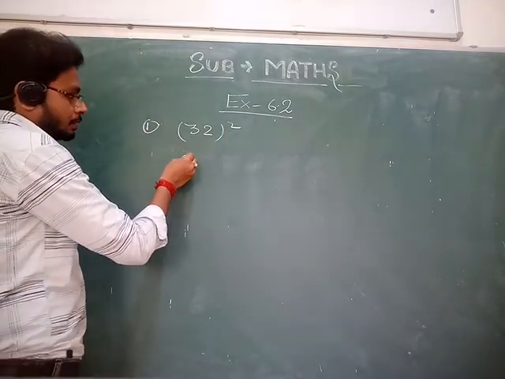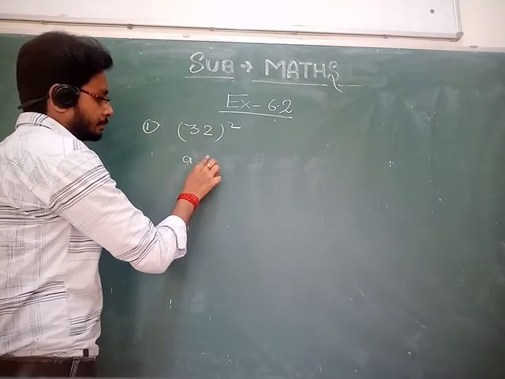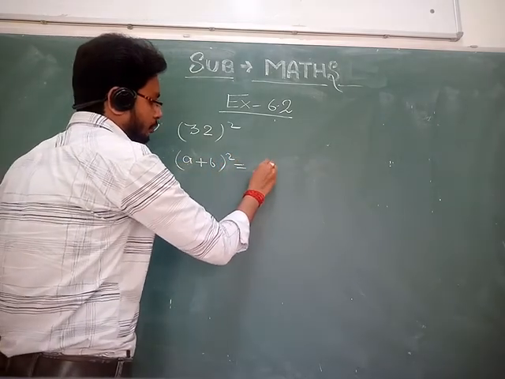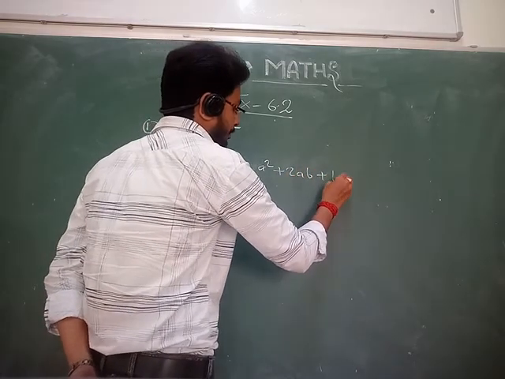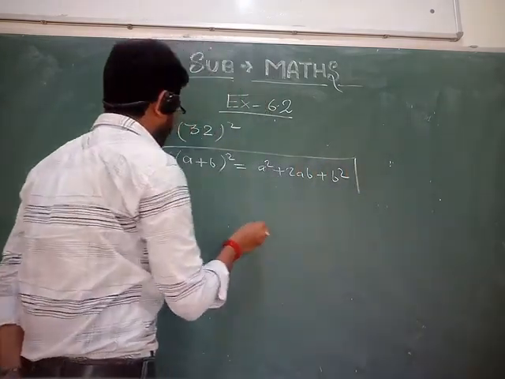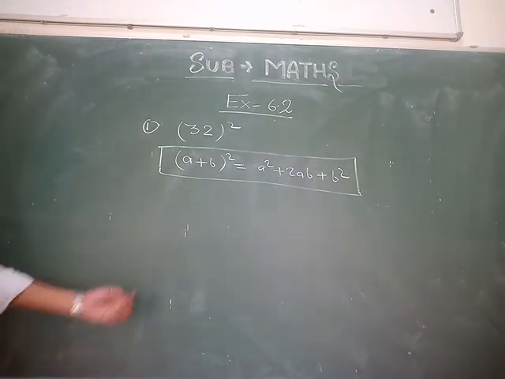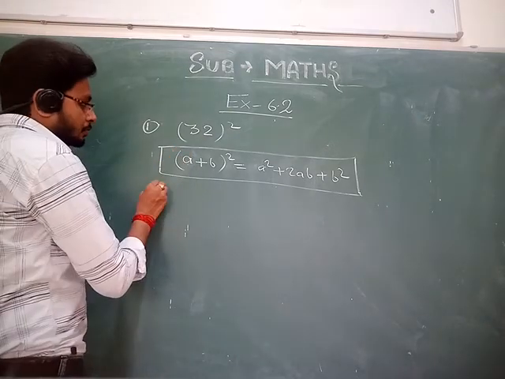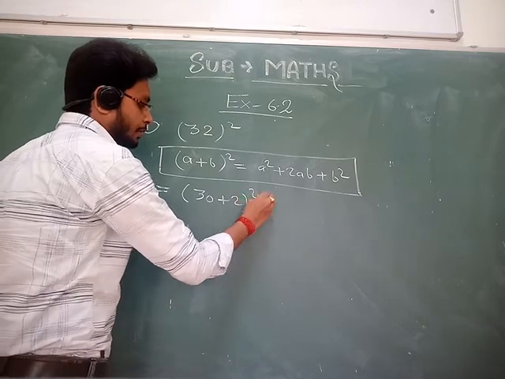So you know the formula of the basic identity: a plus b whole square is equal to a square plus 2ab plus b square. I think you have studied this identity in the previous class. So learn this identity for solving these questions. Okay? So you can write 32 as 30 plus 2 whole square.